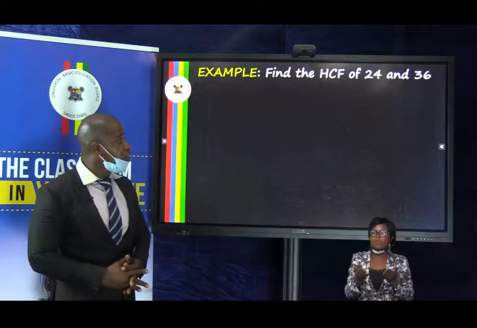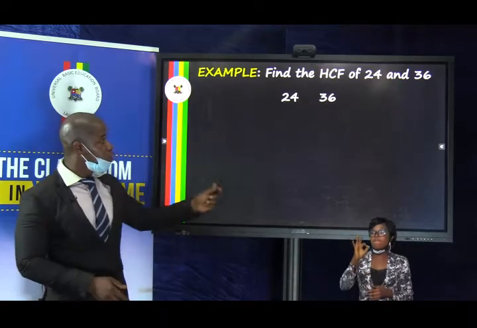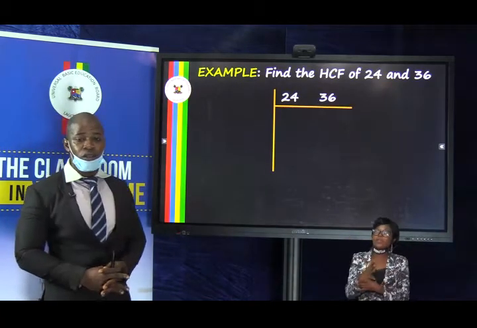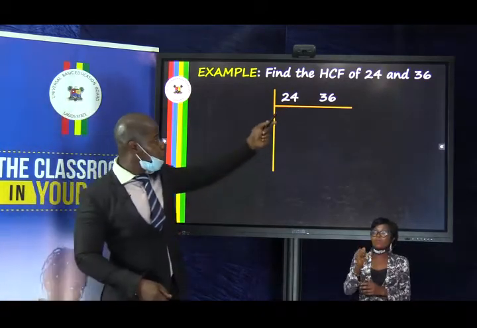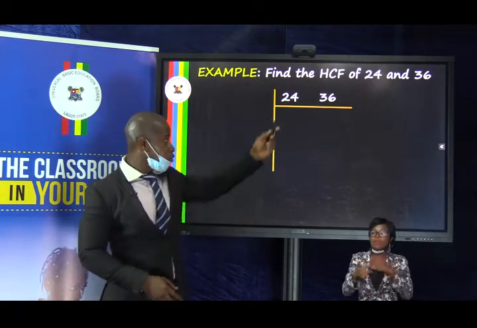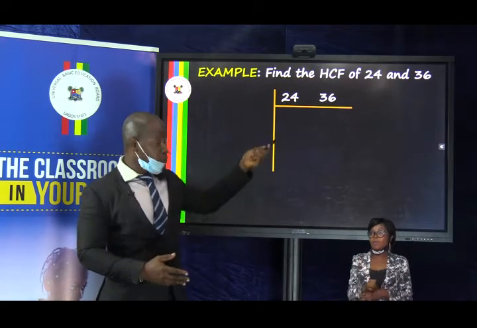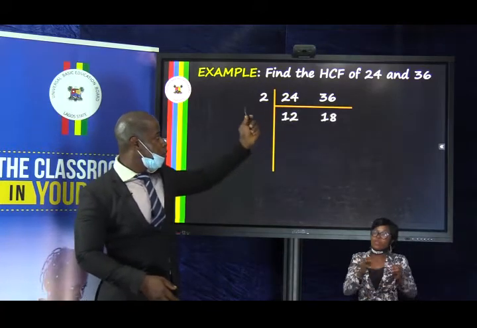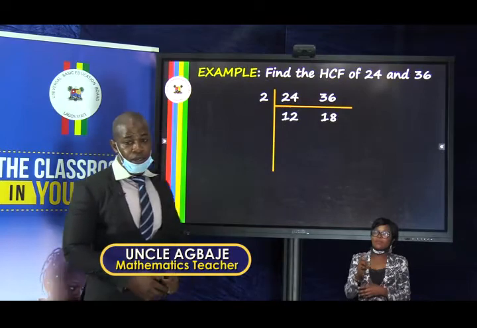For example, we want to find the highest common factor of 24 and 36. All we need to do is bring 24 and 36, draw a line like so, and now we begin to divide them with the small common factors that we know. Now 24 ends with 4 and 36 ends with 6. And now we know that 2 can go in both of them because for numbers that end with 0, 2, 4, 6, and 8, 2 is a factor. So we just divide by 2. Put 2 here. 24 divided by 2 is 12. 36 divided by 2 is 18.